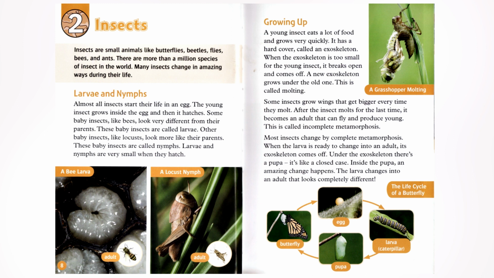Most insects change by complete metamorphosis. When the larva is ready to change into an adult, its exoskeleton comes off. Under the exoskeleton, there's a pupa. It's like a closed case. Inside the pupa, an amazing change happens. The larva changes into an adult that looks completely different.